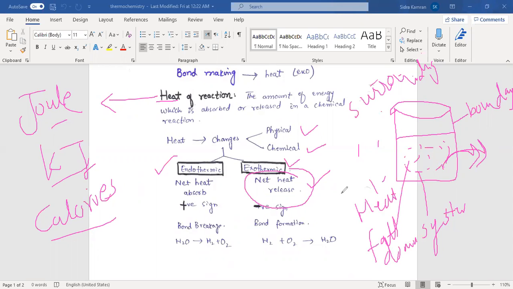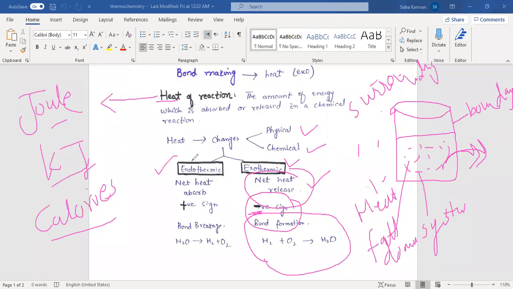increase. And as I told you, an exothermic reaction is the reaction of bond formation. While you are forming the bond, an exothermic reaction takes place. An exothermic reaction releases energy. When there is a release of energy, the sign for the exothermic reaction is minus. The sign for an exothermic reaction is minus.